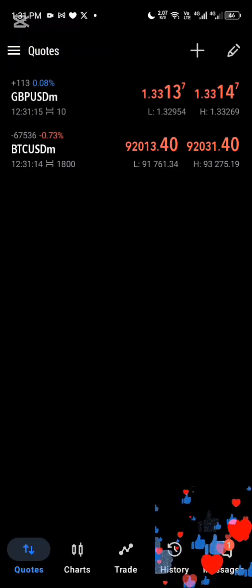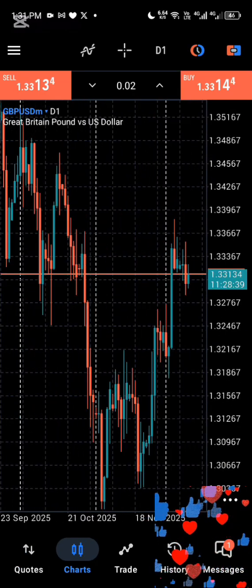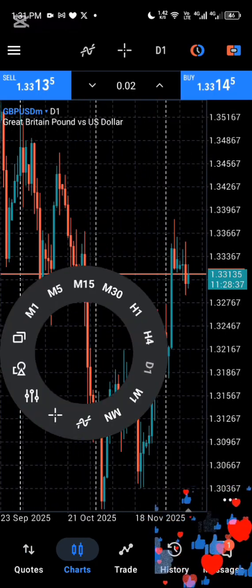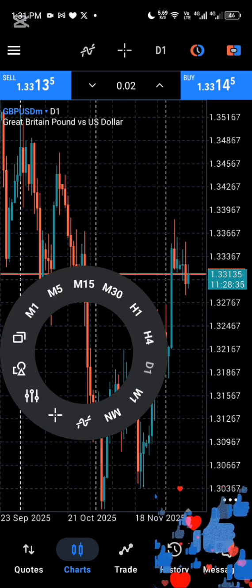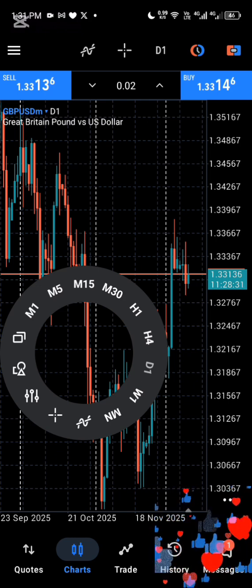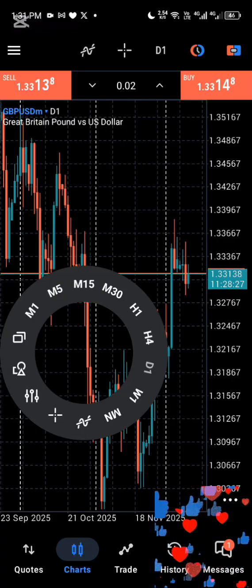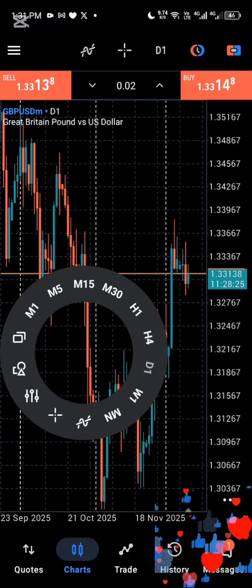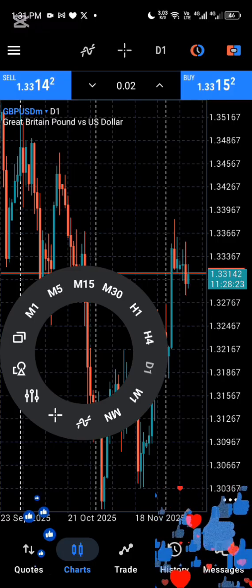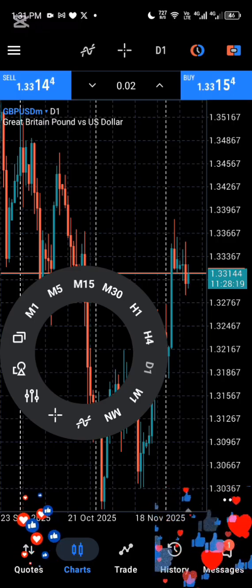If you come to the chart again, you see almost the same thing. Now if you click, you see a lot of things here on this quick access. You see M1, which stands for your 1 minute time frame, M5 5 minutes, M15, till you see 1 hour, H4 stands for 4 hour time frame, daily, weekly, and the monthly.